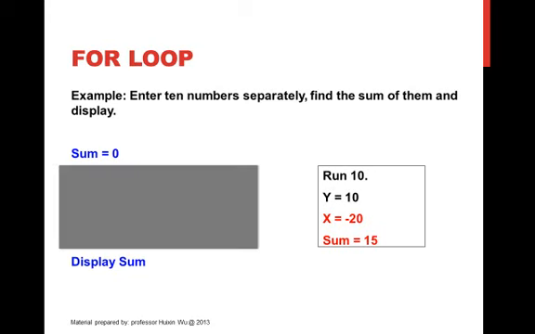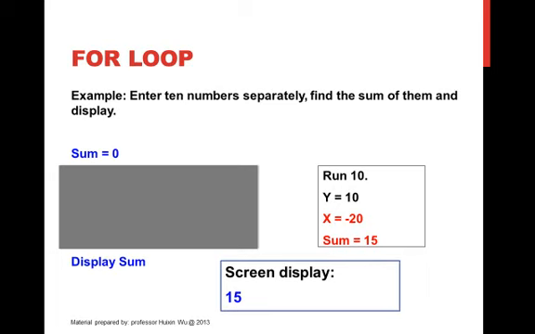After the end of the for loop, the program will continue reading the lines. In this case, it will display the value in variable sum, which is 15.